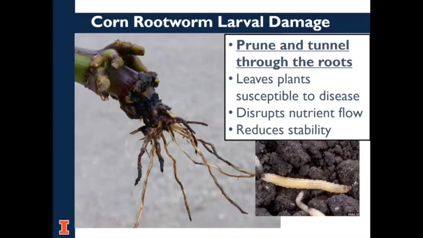Western corn rootworm is one of the most important pests of corn in Illinois. The larvae hatch in May and begin to feed on young corn roots. They can prune back and tunnel through portions of the roots. This leaves the plants susceptible to disease, disrupts their ability to transport nutrients, and reduces stability.